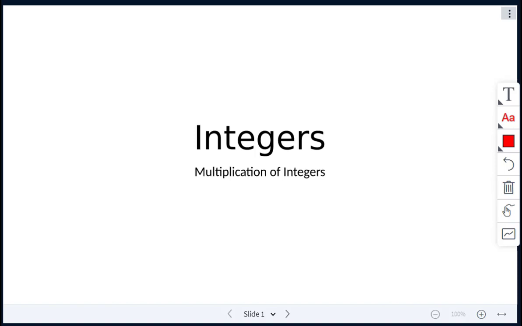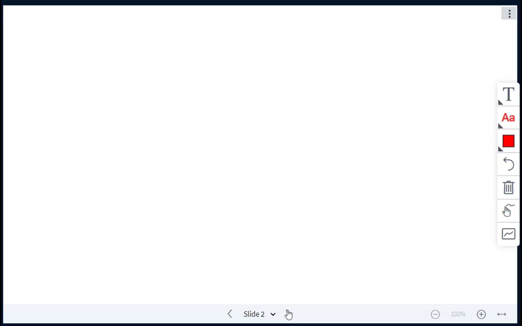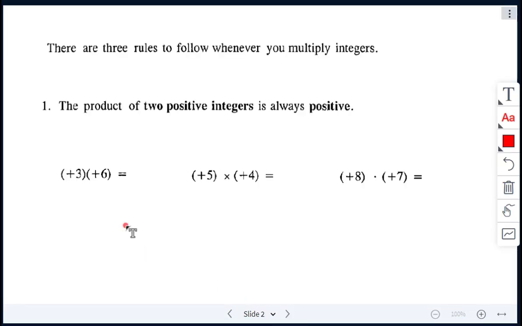All right, today's class we are looking at multiplying integers, and there are 3 rules to follow when we multiply integers. The first rule is the product of 2 positive integers. This is what you've always been multiplying. When you multiply, for example, 3 times 6, there's 2 positives, so your answer here would just be a positive 18.